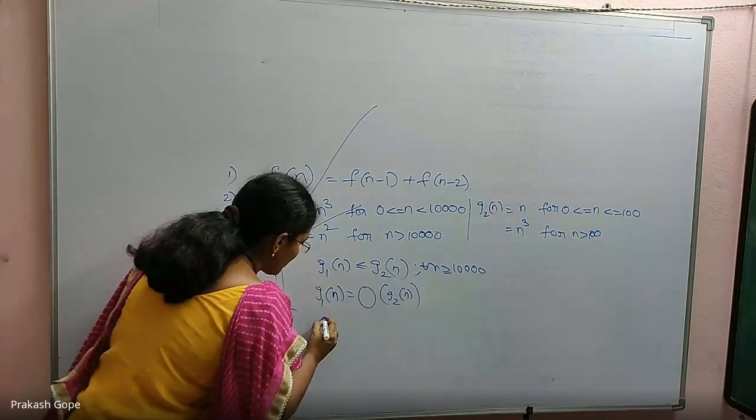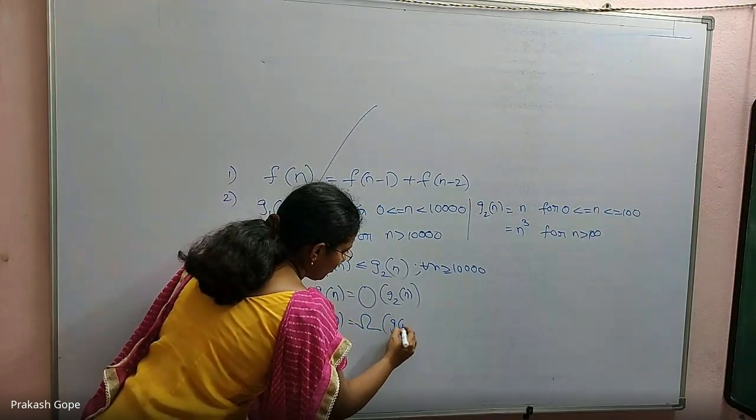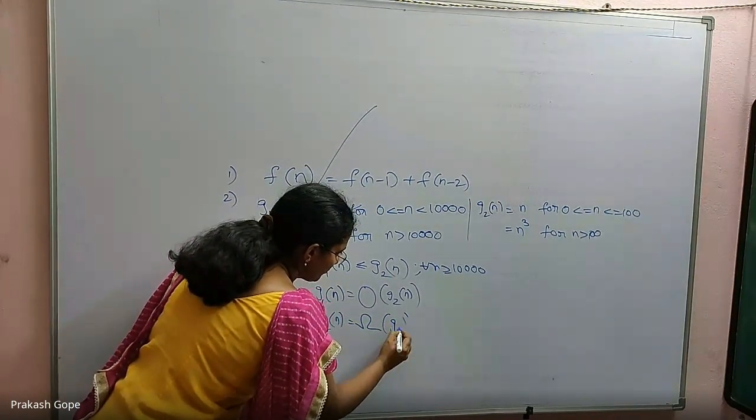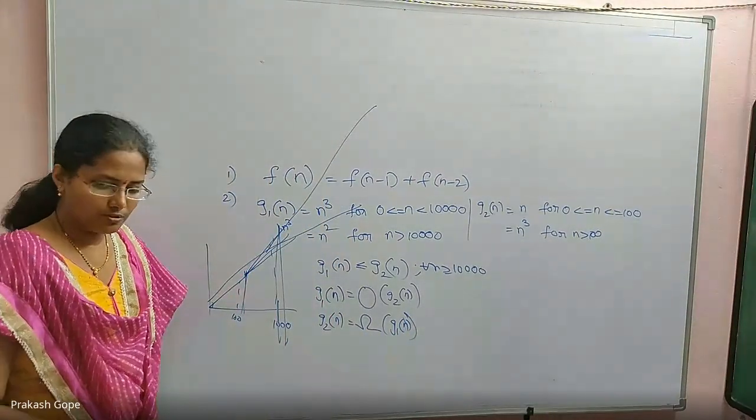You can write it as g2 is omega of g1. Both are okay, whichever you can find in the options. Please check the options.